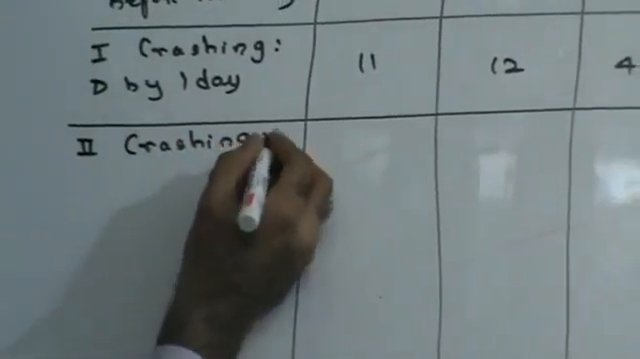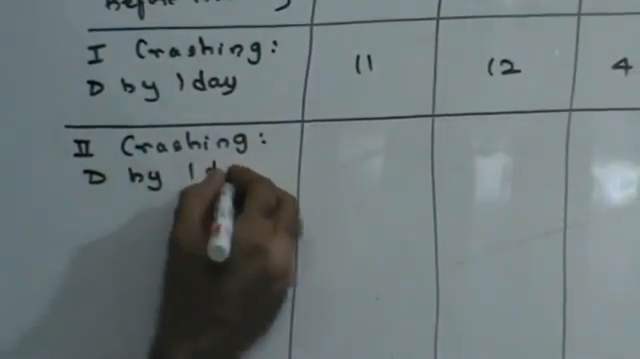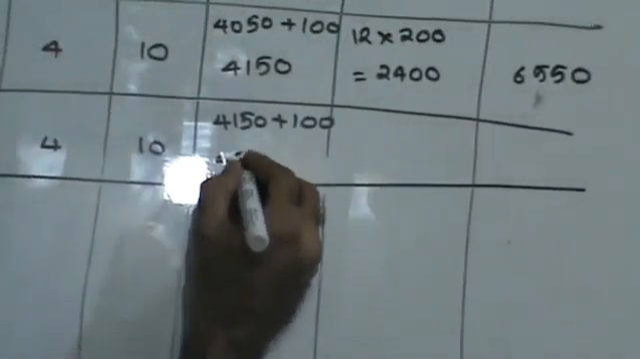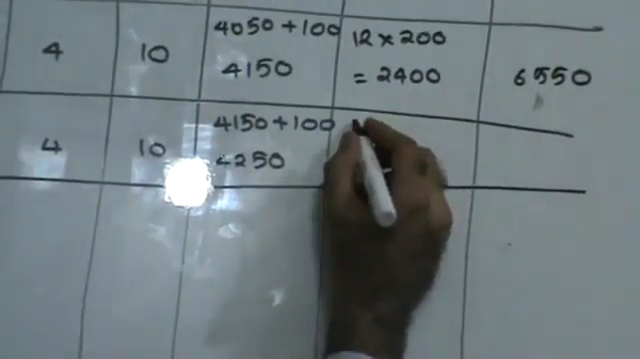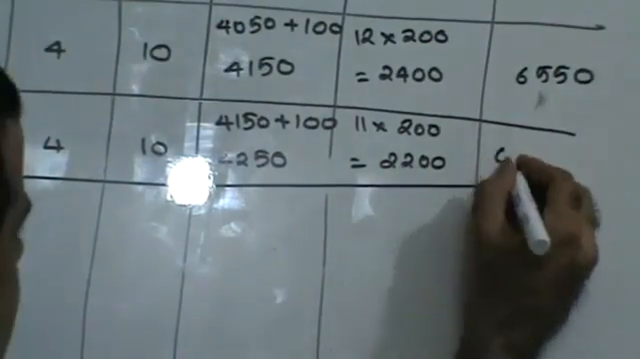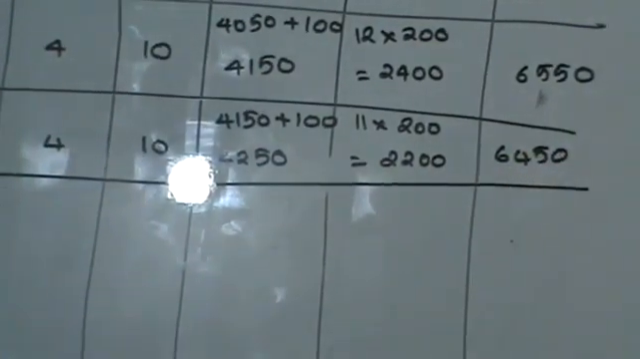Now D can be crashed by 2 days. So my second crashing is again going to be D by 1 day. Right? So D 11, 11, 4, 10. This is 4150. Cost slope of D is 100 rupees. So that means this will become 4250 and this is 11 into 200, that is 2200. So this is going to be 6450, right?